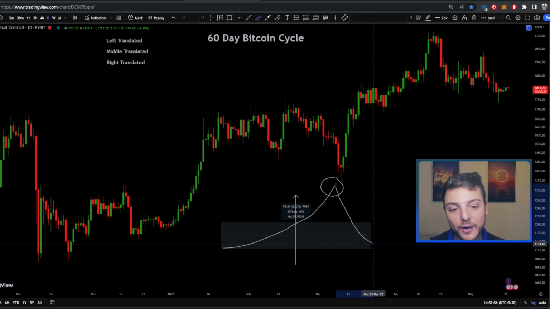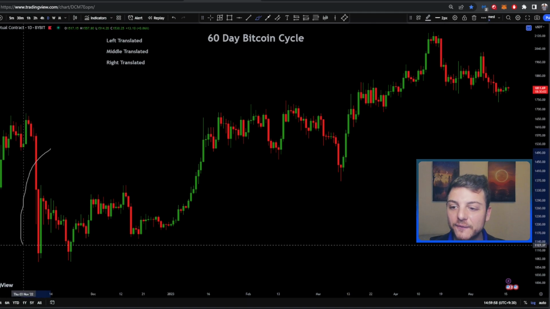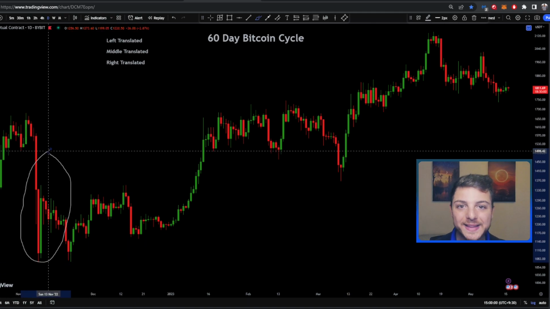Now, let's move over onto the chart, and we'll put the 60-day cycles exactly over the price of Bitcoin so you can understand how these translations actually work and how you can trade the 60-day Bitcoin cycle to your benefit. We're going to begin the first 60-day Bitcoin cycle right in this area here.